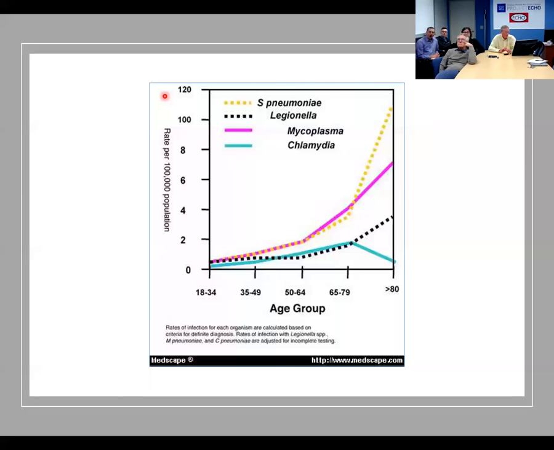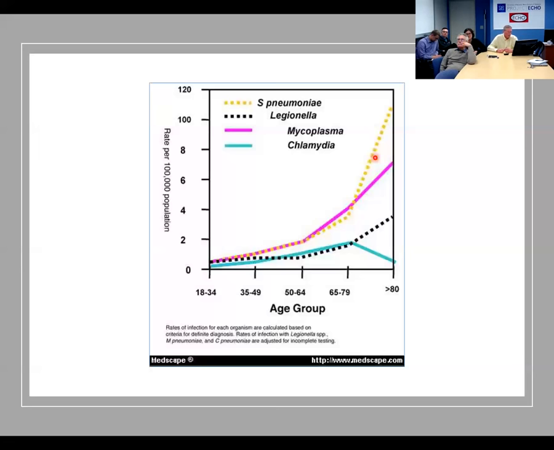Again, this is a picture that shows causes of pneumonia in different age categories. And yellow is strep pneumo. So even in young people, strep pneumo is not uncommon, but it gets particularly common as you get older. Mycoplasma is also very common. I think it's more common than strep pneumo in young people. It's usually the person at the back of the lecture hall who can't stop coughing and has 102 degrees. So that's more typical of mycoplasma.